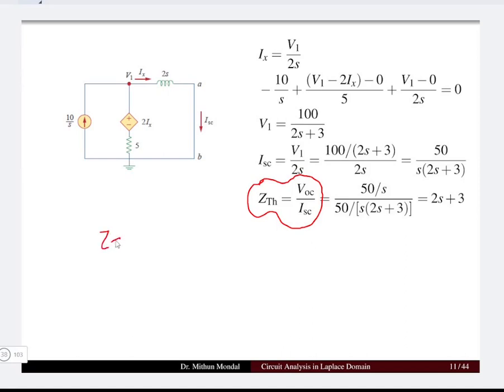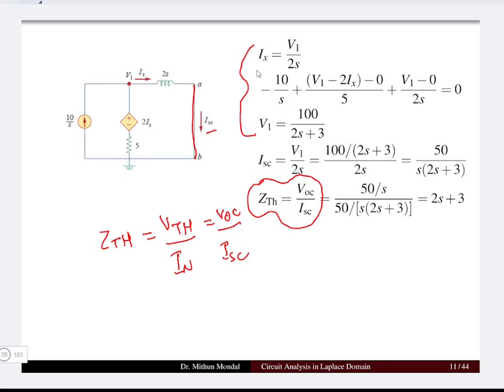So we know that Z Thevenin is equal to the Thevenin voltage divided by the Norton current, or we can say it is equal to the open circuit voltage divided by the short circuit current. Once we short the terminal AB, we have to find out what current ISC is flowing through it. In order to find ISC, we can apply any theorem known to us. Here we have applied the concept of nodal analysis using multiple steps.